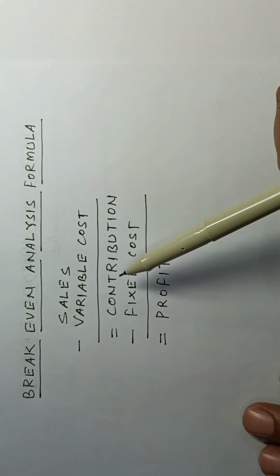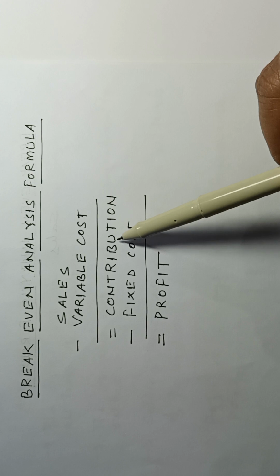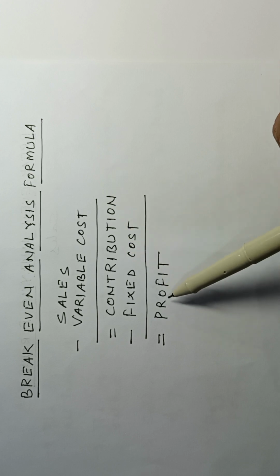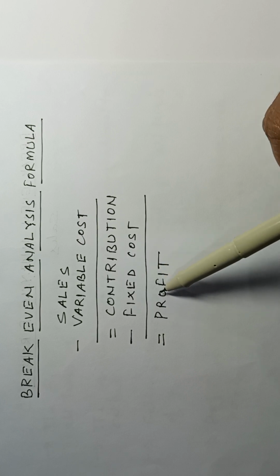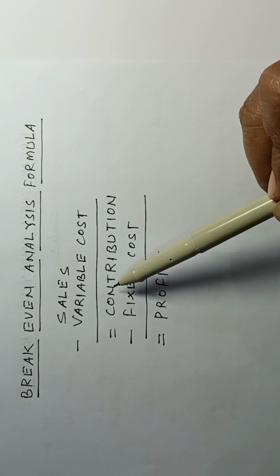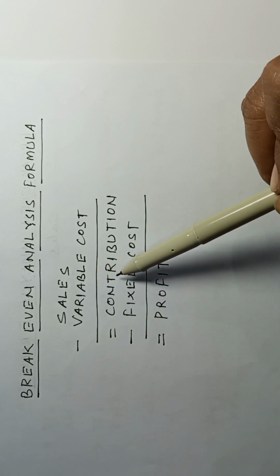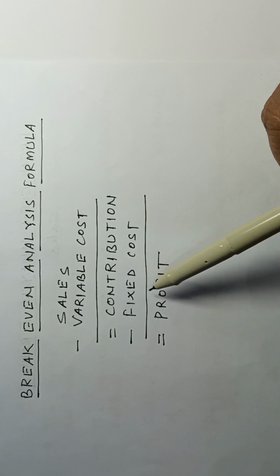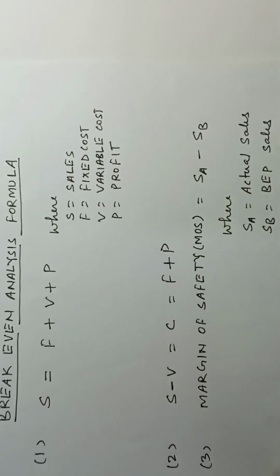see here. You can establish relation here, sales minus variable cost equal to contribution, and from below when you will add fixed cost in profit you will get contribution. So second formula what we have seen, sales minus variable cost equal to contribution equal to fixed cost plus profit, what I have written here.